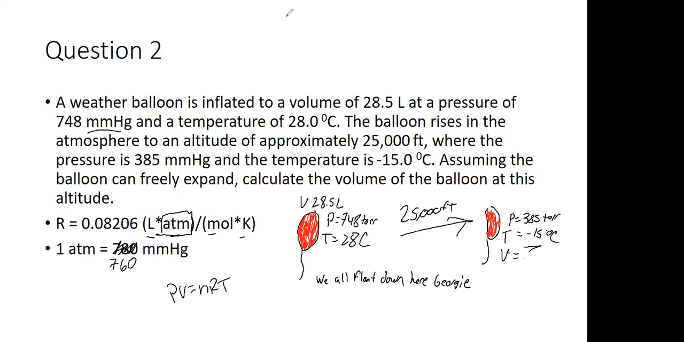And same for the temperature. If you haven't noticed yet, I gave you the temperatures in Celsius. The gas constant is always in Kelvin. So we need to convert from Celsius to Kelvin. Remember how to do that? It's Celsius plus 273 equals Kelvin.